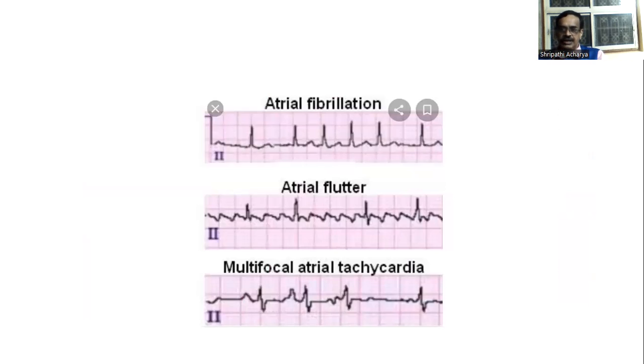There you see atrial fibrillation, atrial flutter, multifocal atrial tachycardia. In atrial fibrillation, the atrial rate is 400 to 600 per minute. The fibrillary waves are the wavy pattern of the baseline. In atrial flutter, a sawtooth-like P wave is there, and the atrial rate is more than 300. In multifocal atrial tachycardia, there is an increase in heart rate, but it is irregular.